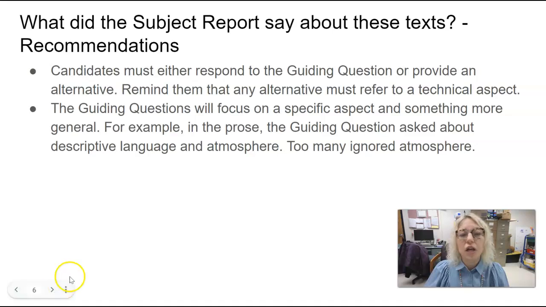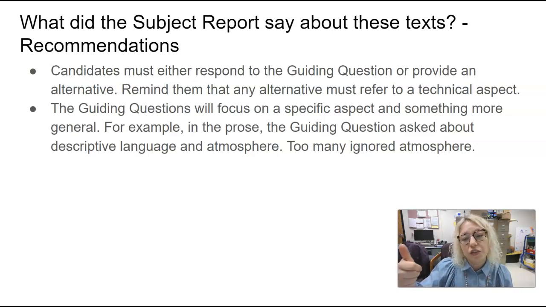Another recommendation is the guiding question will focus on a specific aspect and something more general. For example, in the prose, the guiding question asked about descriptive language and atmosphere. Too many ignored atmosphere. So you want to make sure that you deal with both items in the question. So in that first question, descriptive language and atmosphere.